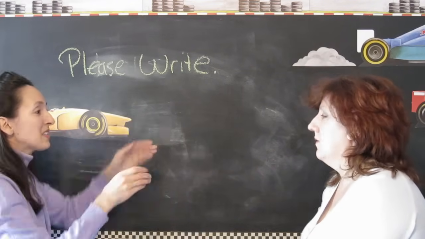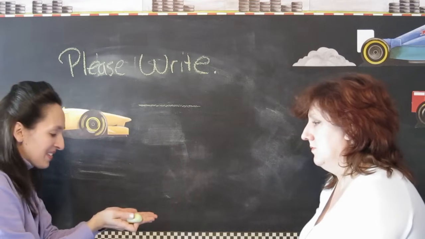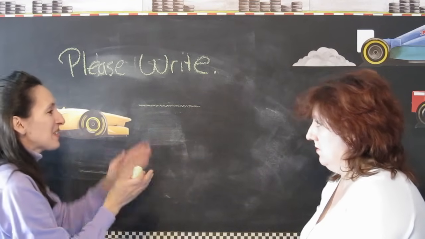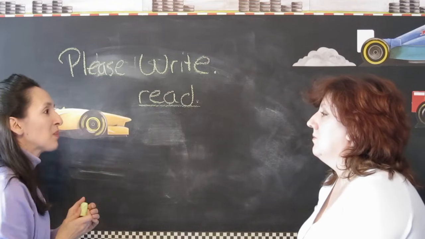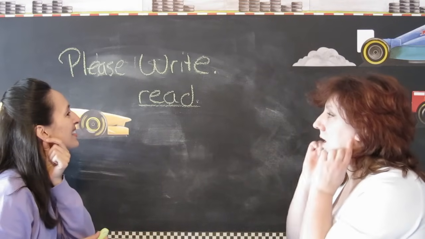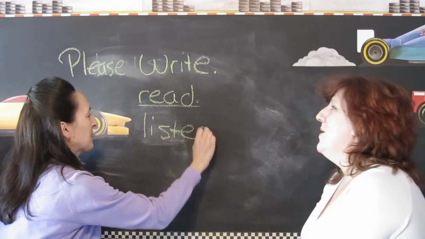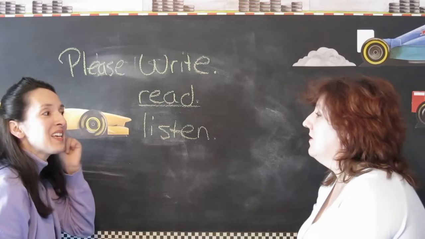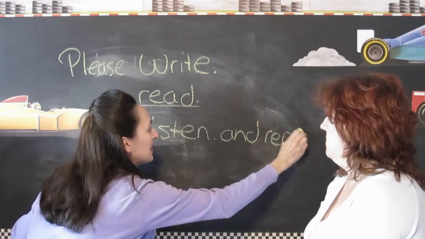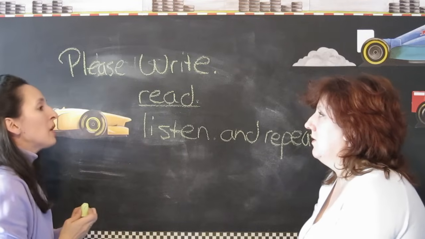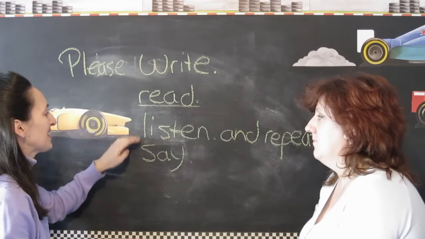What's the next word? Write, please. Okay. Can you think? What's the next word? Natasha, please write. And if it's a book, I want you to read. Read. Natasha, please read. Natasha, please look. Listen. Please listen. Please listen. Or sometimes I say, Natasha, please listen and repeat. Listen and repeat. Repeat. Natasha, please say. Right? Okay. Write, read, listen, say.